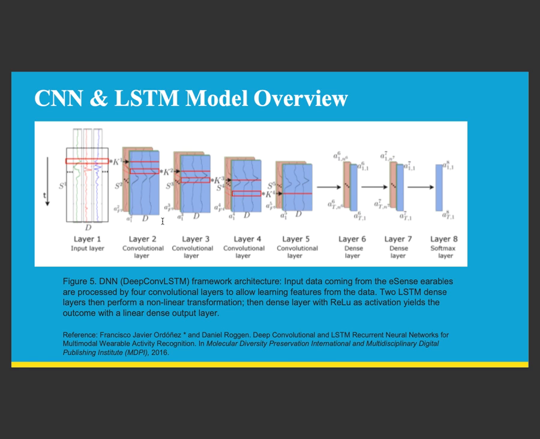So let's take an overview of our CNN and LSTM model. Our input data coming from the IMU variables is processed by the four convolutional neural networks to extract features. And next, the two LSTM dense layers perform a nonlinear transformation. And the final dense layer with the rectified linear unit as the activation function outputs to a linear dense output layer.